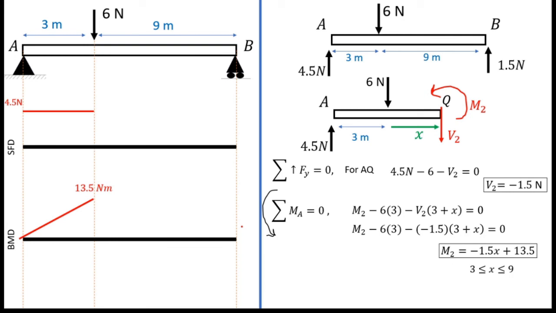So here also, these equations for V2 and M2 are valid for this region, larger than 3 and smaller than 9, that is this region. You can't apply these functions to this other region, only for this region, not that region.